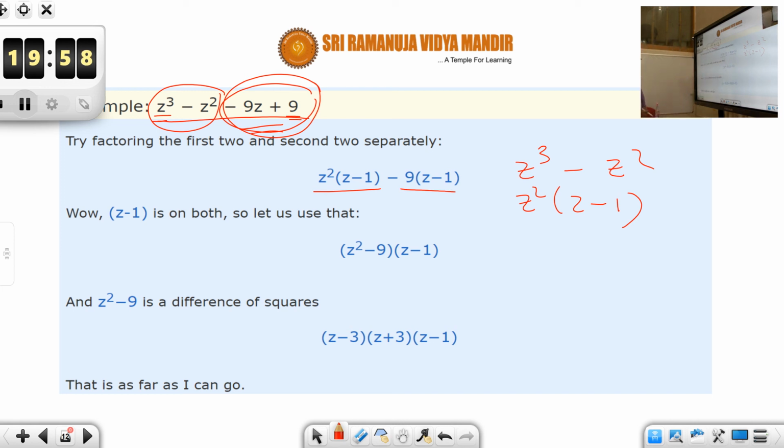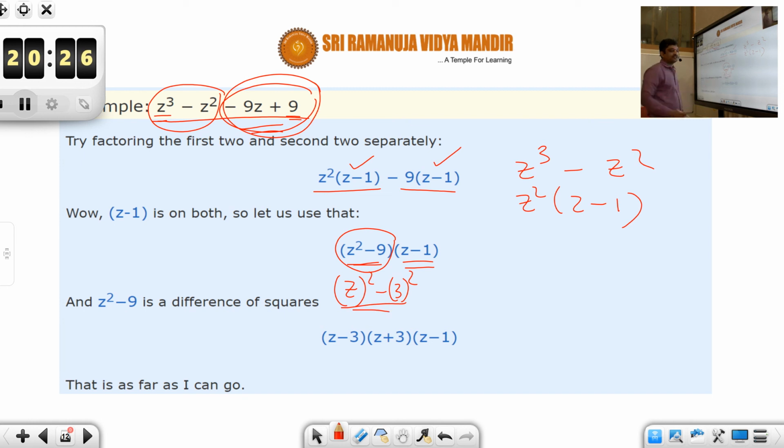Now the interesting observation is, see, z minus 1 is common in both of these. So now take z minus 1 as common out of this. Let's bring z minus 1 outside. Then we'll be left with z² minus 9. Now again see this interesting thing happening over here. This z² minus 9 is nothing but a difference of squares. You can write this as z² minus 3².